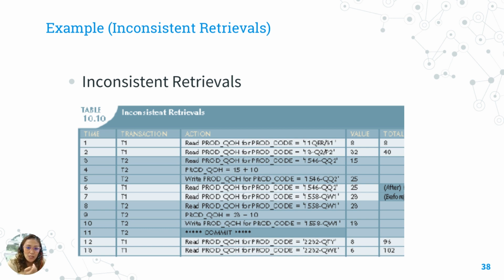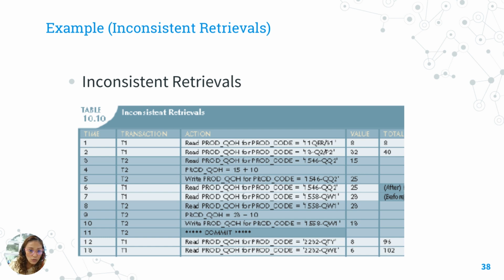However, when you do inconsistent retrievals, this is what happens. Transaction 1 accesses a different product for an initial quantity on hand value of 8. So it is 8. Then for another product, the same transaction reads the quantity on hand, so 8 plus 32, our quantity on hand is now 40. Now here comes transaction 2, which adds 10 to a particular product code, which is QQ2. So plus 10.